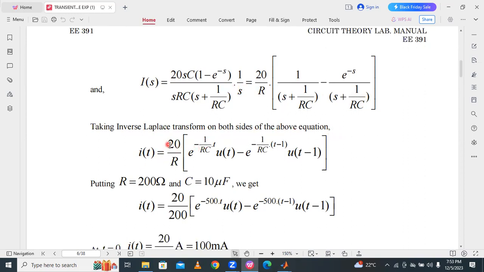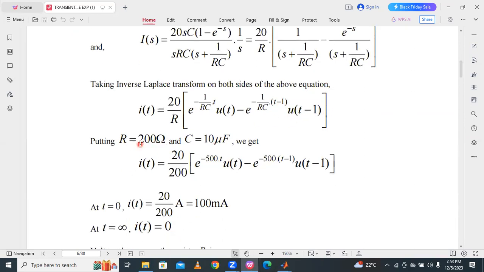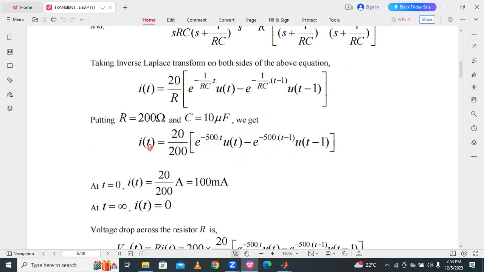we will get I of t expression: 20 by r e power minus 1 by rc into t u of t minus e power minus 1 by rc into e power t minus 1 into u of t minus 1. So substitute the values of r is equal to 200 ohms and c is equal to 10 microfarad. So we will get an expression like this: I of t is equal to 20 divided by 200 into e power minus 500 t into u of t minus e power minus 500 into t minus 1 into u of t minus 1. Okay, in this way we will get the response I of t.